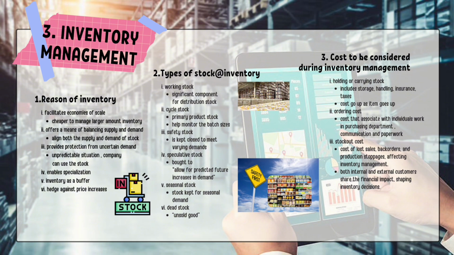And the last subtopic for this video is the types of costs that need to be considered during inventory management. The first one, holding or carrying costs. These costs include storage, handling, insurance, taxes. The cost will go up as item goes up. Second is ordering costs. This cost is an expenditure while placing an order. This is a cost that associates with individuals that work in purchasing department, the communication and the paperwork.